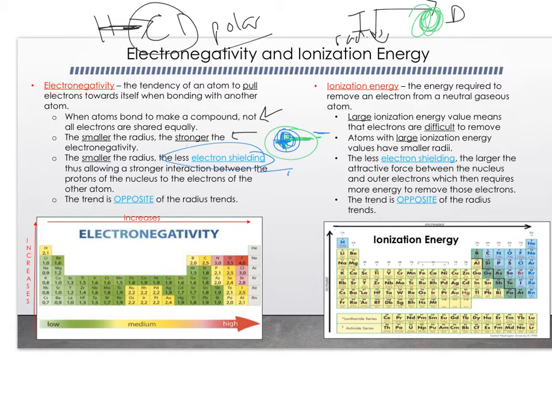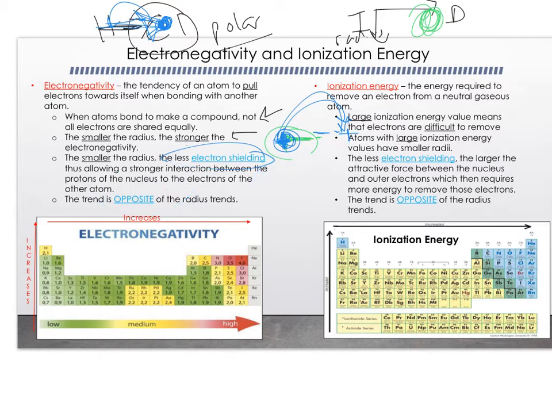Thus, you allow a stronger interaction between the protons of the nucleus of one atom and the electrons of the completely other atom here. So this is the opposite of the radius trends. The smaller the radius, the larger the electronegativity. That's because you're exposing the positively charged protons of one atom to the electrons of the different one. So the fact that this chlorine atom is very, very small means its nucleus is able to interact with the electrons of the hydrogen and pull them closer to itself. So the smaller the radius, the higher the electronegativity.